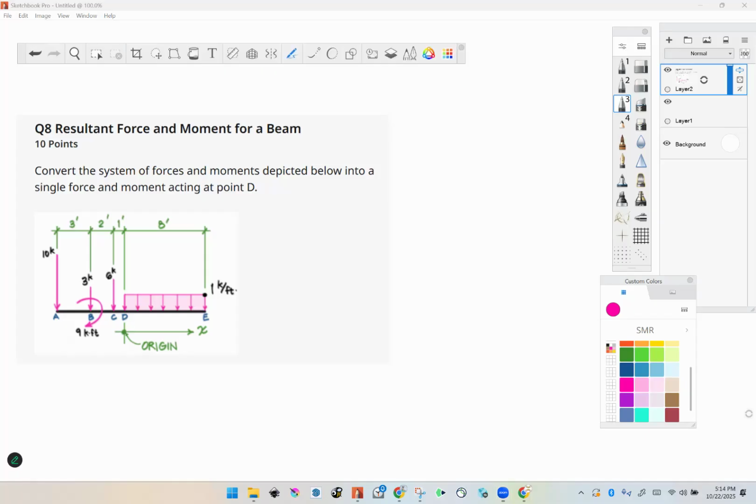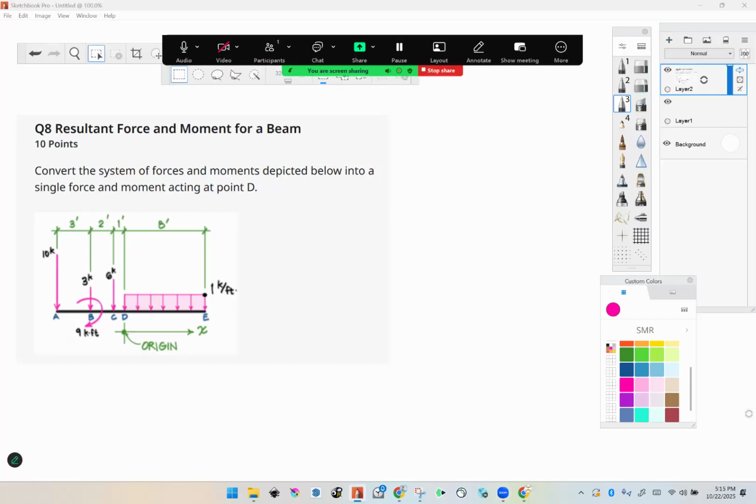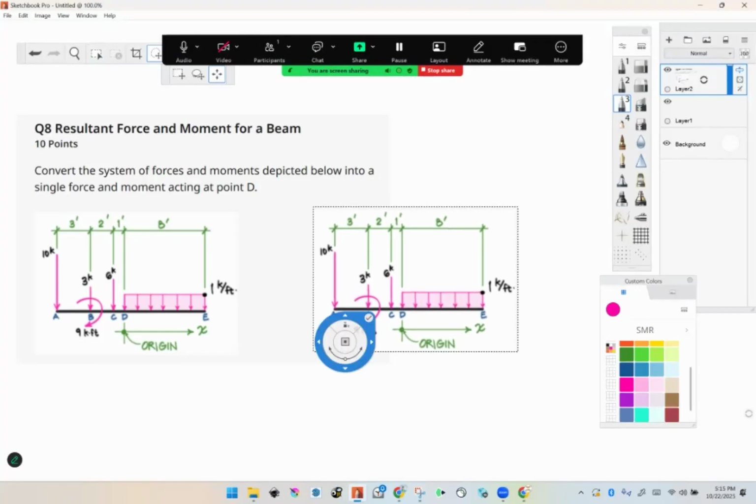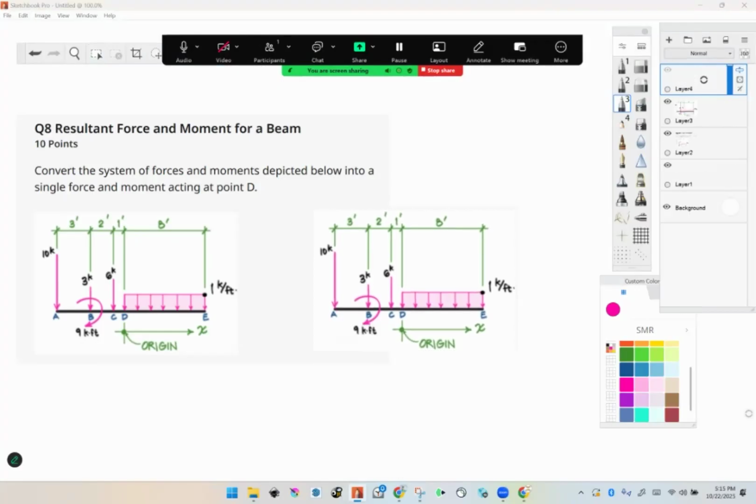And here we're given a beam, A, B, C, D, E, and a series of loads. And we're asked to convert this into a single force and moment that are acting at point D. This is another exciting equivalent systems problem where we're given kind of a mess as our inputs, but we can do a little math to simplify things if we want to do so.